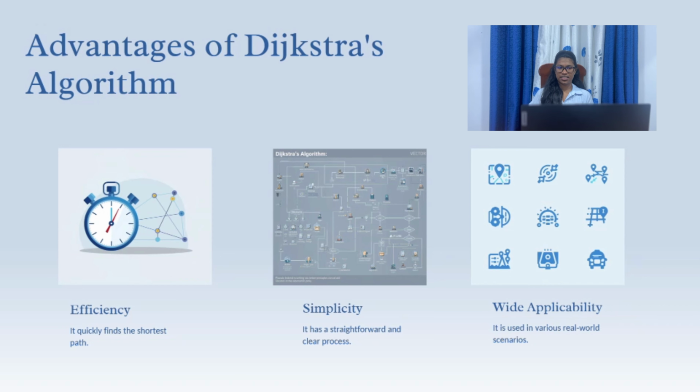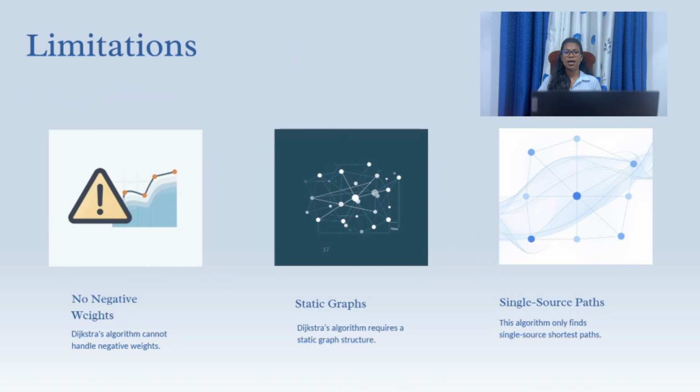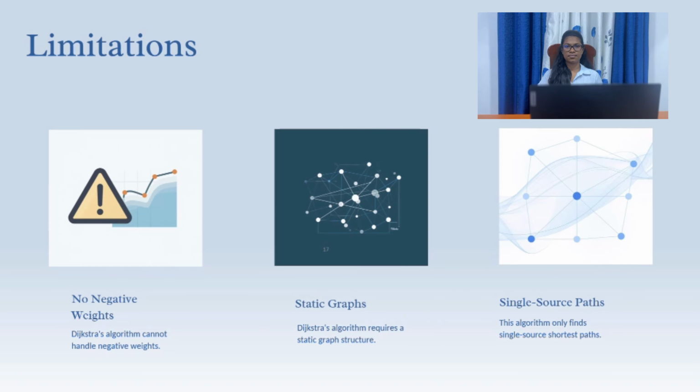Let's see the advantages. This algorithm has many advantages. The first one is easy to understand. And this is very accurate. Works well for many real-world problems. That's why it is widely used. But it also has some limitations. The first one is it cannot handle negative weights, as we mentioned earlier. It can be slow for very large graphs. So we must choose the correct algorithm for each problem.